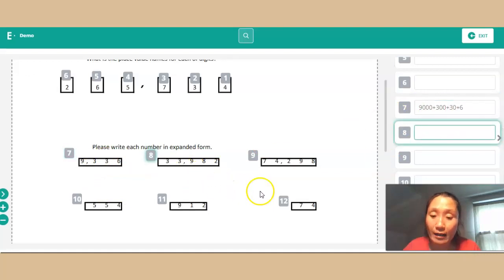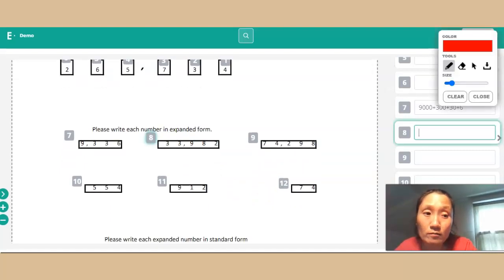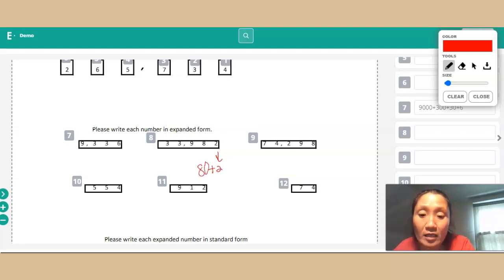Let's look at number 8. So this one says that I have 2 groups of 1. I have 2 of them. Plus, I have 8 groups of 10. So 8 times 10 is 80. Plus, I have 9 groups of 100. Well, 9 times 100 is 900. And I have 3 groups of 1,000 for 3,000.